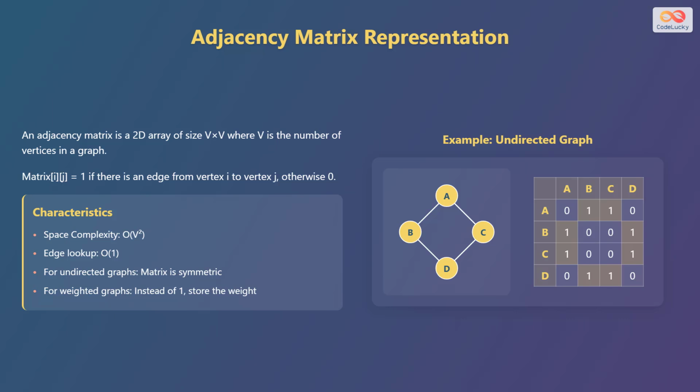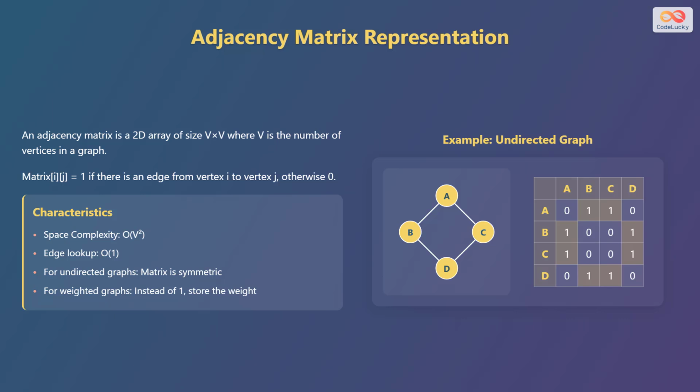They have a space complexity of order of V squared. Edge lookups are very fast, taking only order of 1 time. For undirected graphs, the matrix is symmetric. For weighted graphs, instead of storing 1, we store the weight of the edge.